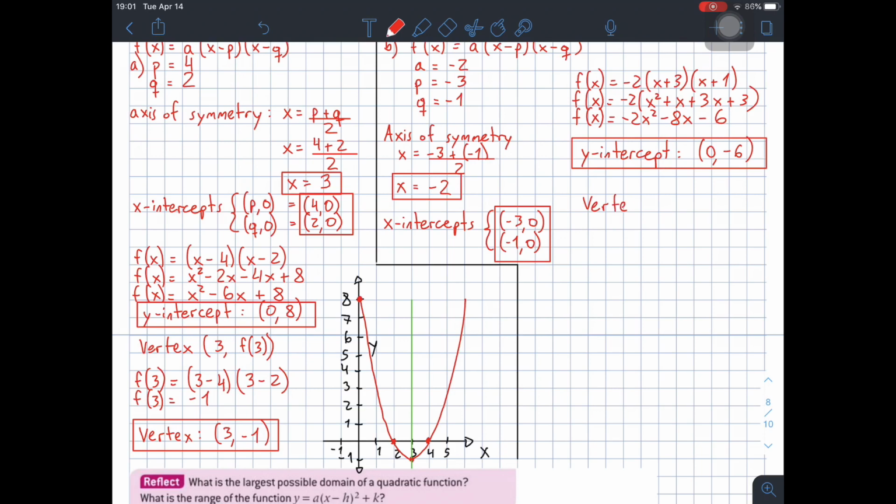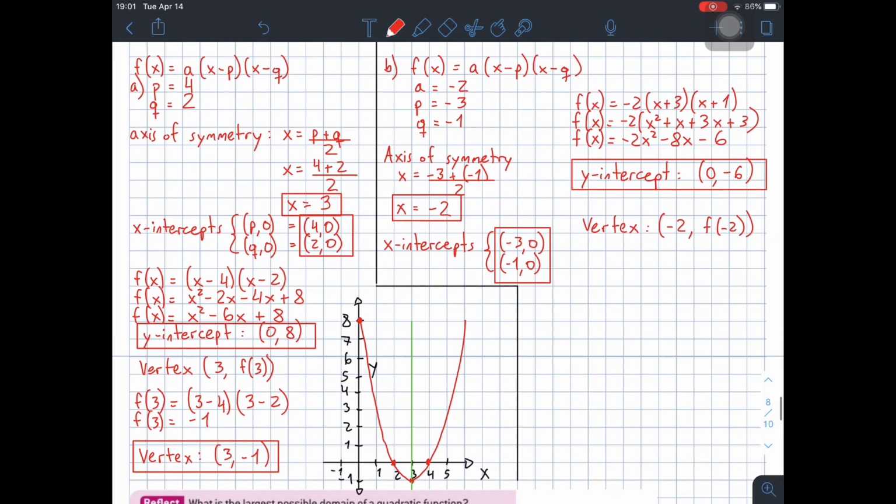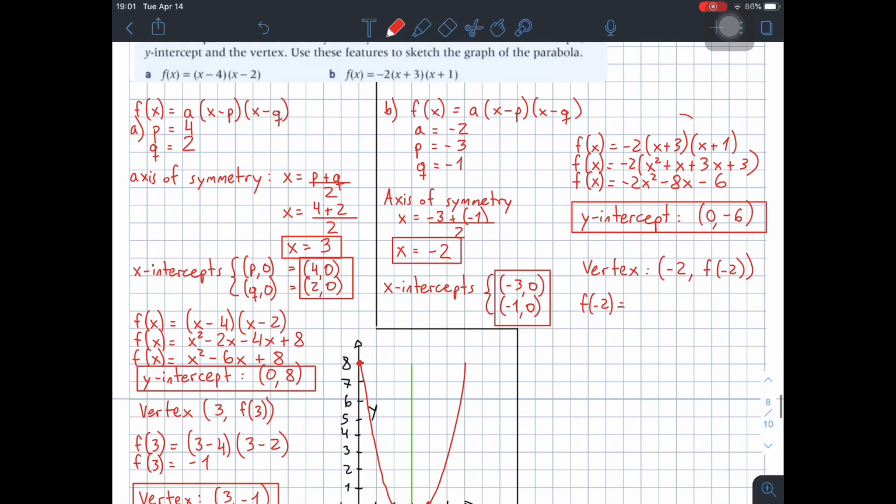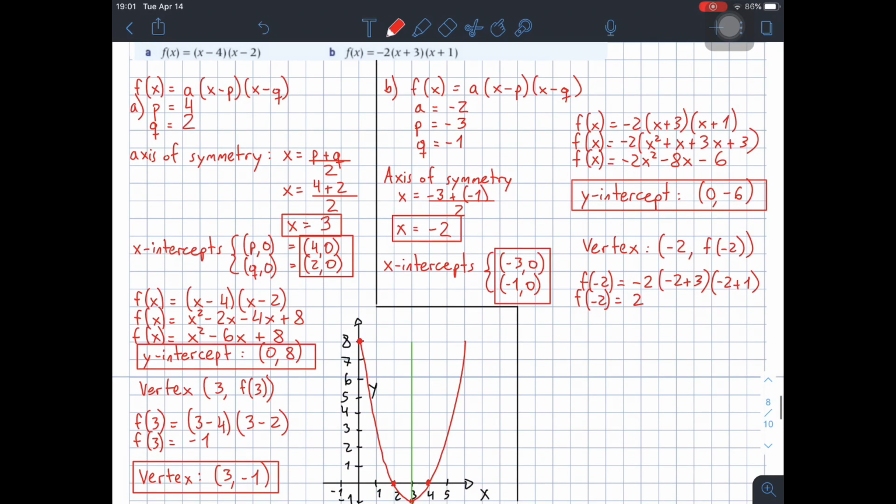For the vertex, we already have the x-coordinate, which is -2. And the y-coordinate would be f(-2), whatever the function is for x equals -2. So f(-2) is, if we follow our function, -2 times (-2 + 3) times (-2 + 1). If we do this product, this gives us 1. 1 times -1 is -1, times -2, this is +2. So the vertex has coordinates (-2, 2). That's the vertex.